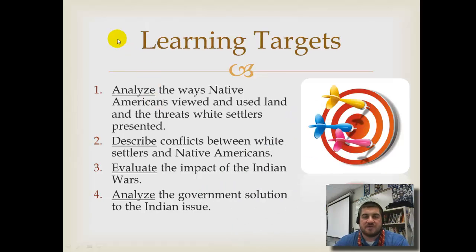Here are your learning targets for today. We're going to analyze the way the Native Americans viewed and used the land versus the way that the whites viewed and used the land, and the threats that white settlers presented to them. We're also going to talk about conflicts between the white settlers and Native Americans, conflicts being individualized, but then we're also going to talk about the Indian Wars, which were the constant battles between the Indian tribes and the U.S. government. And then we'll talk about the government solution to the Indian issue.